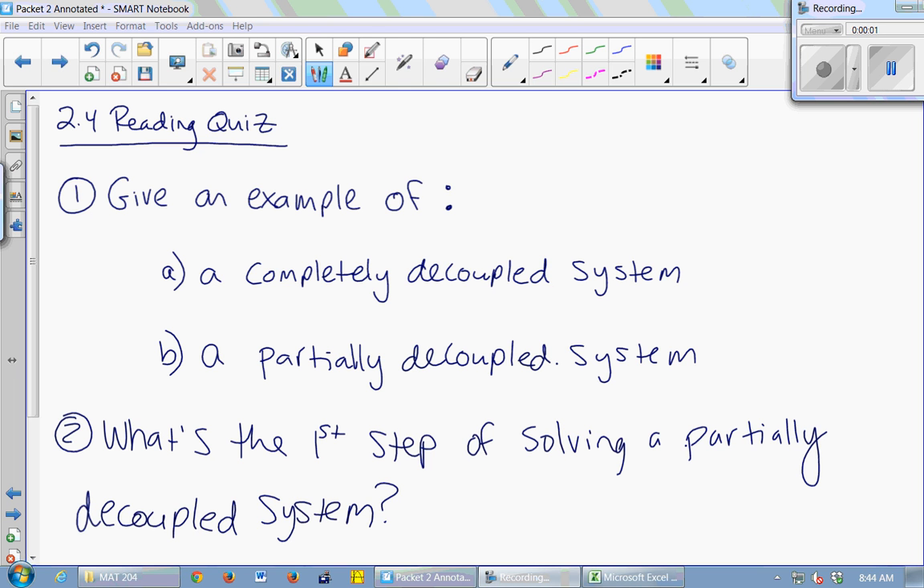Of a completely decoupled system. So the characteristics that both equations need to be autonomous, meaning they depend only on themselves, right? So the derivative of x depends only on x, and the derivative of y depends only on y.